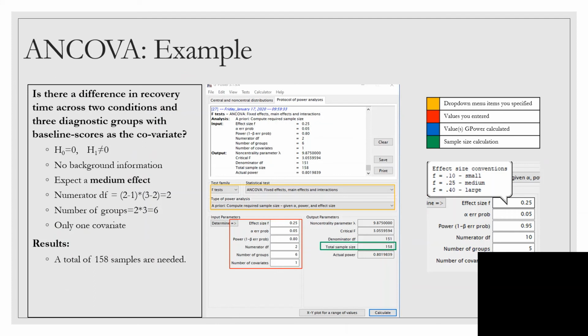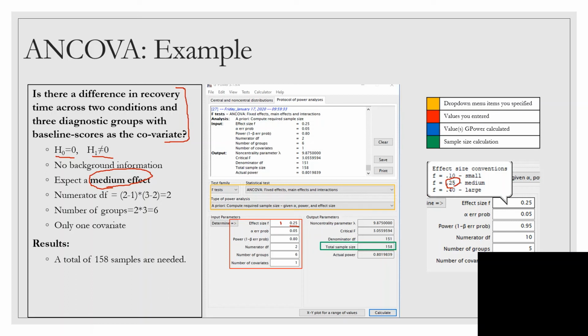So turning to our example, is there a difference in recovery time across 2 conditions and 3 diagnostic groups with a baseline score as a covariate? Null being there is no difference. Alternative means there is a difference. I don't have background information, but I expect a medium effect, and hovering over effect size f here tells me that for ANCOVA, the medium effect is 0.25, so I'll enter that here.